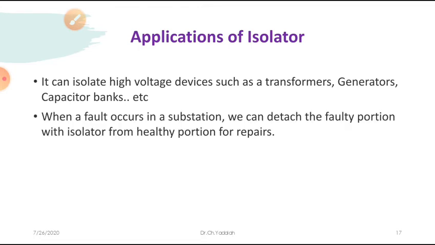When a fault occurs in a substation, we can detach the faulty portion with an isolator from the healthy portion for repairs. If any fault occurs, it is automatically detected by our CT, PT and relays, and then it can be cleared by our circuit breaker. Then we are going to attend some repairs. At that condition, we have to isolate the equipment on both sides by using our isolator.